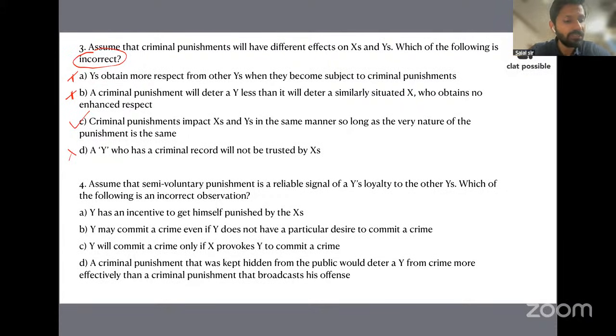Okay. We had different options here, but do you get why it is C here? Okay. Any doubt? Ask me.